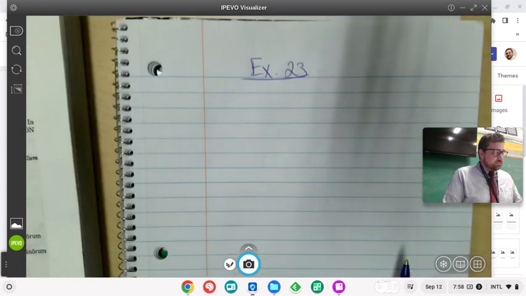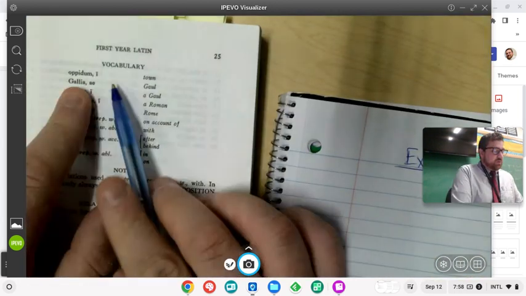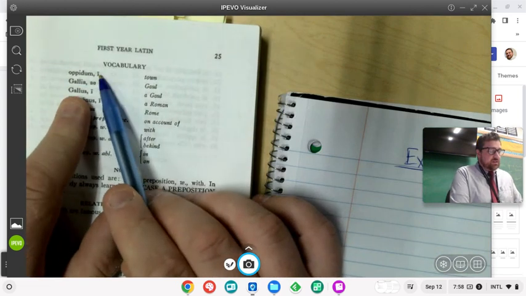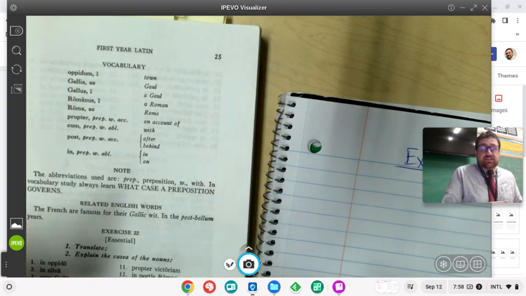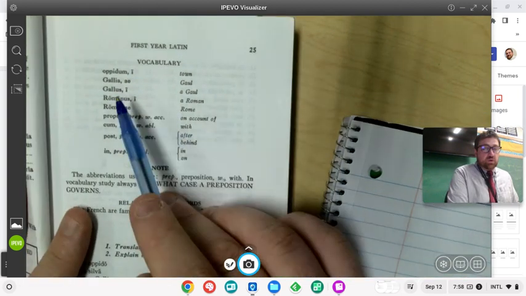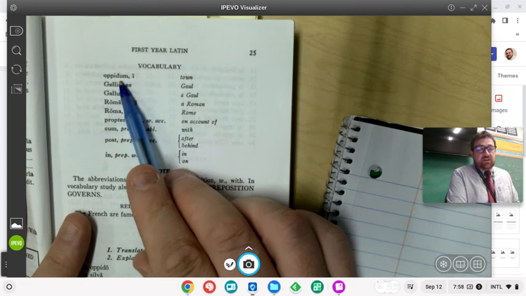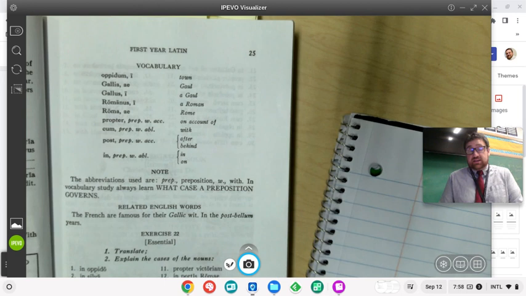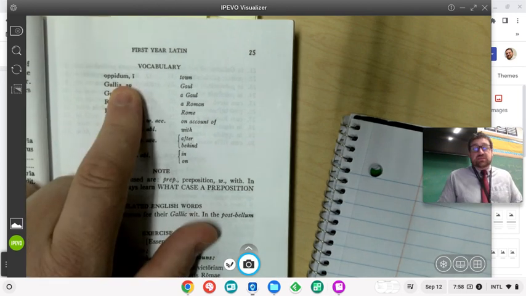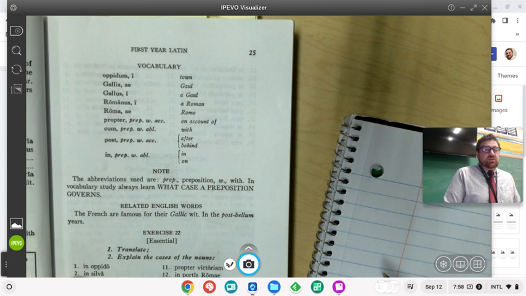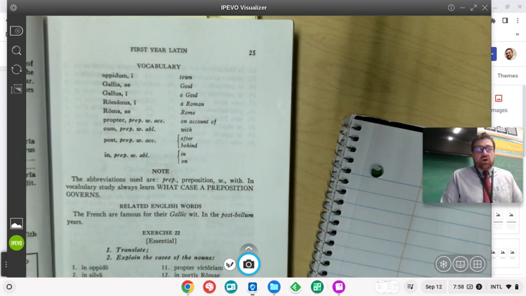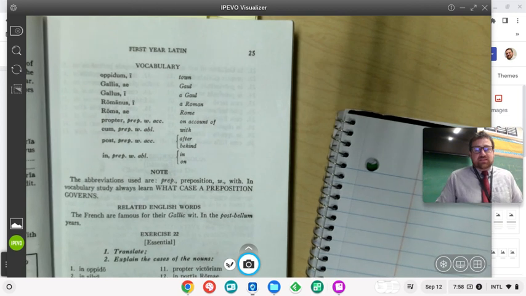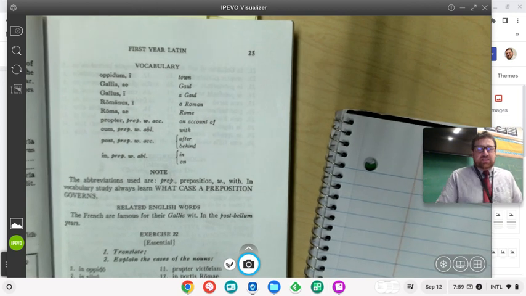So we have oppidum, oppidi. The genitive is oppidi, which shows that it's a second declension word, but you have to look at the nominative to see whether it's second declension masculine or second declension neuter, and it looks like it's a neuter word because of the nominative ending. So oppidum means town.